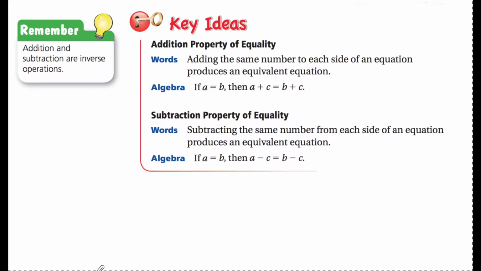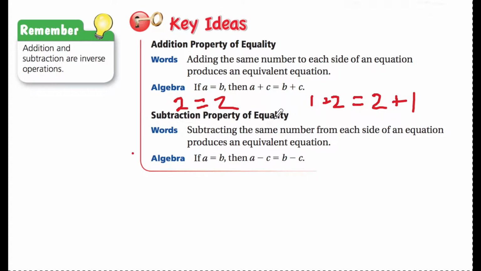Alright, so our first key idea today is the addition property of equality. Basically, all that's saying is adding the same number to each side of an equation produces the equivalent equation. So if A equals B, then A plus C equals B plus C. We could say the same thing would be 2. We know 2 equals 2. So 1 plus 2 is equal to 2 plus 1. We added it to both sides of the equation.